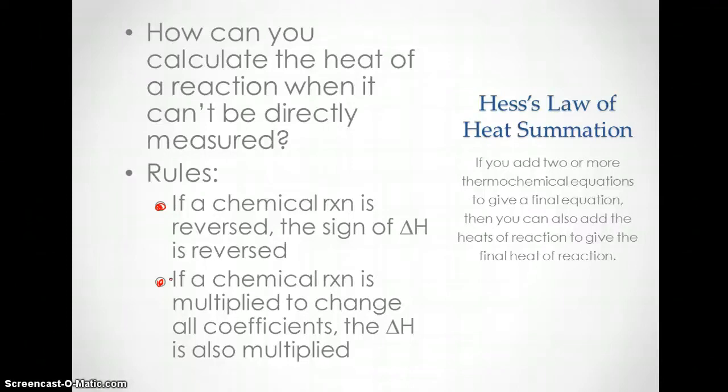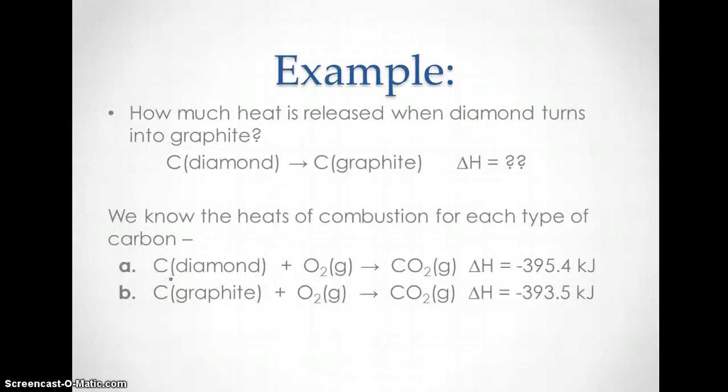Okay, so this works best if we work through an example together. How much heat is released when diamond turns into graphite? This is not a reaction that we could do. It is very, very slow happening, and it happens at super high temperatures and pressures. So it's not really a reaction that we could do in a calorimeter and measure the change in temperature and calculate the heat. So we have to use another process in order to figure out the heat involved in that reaction.